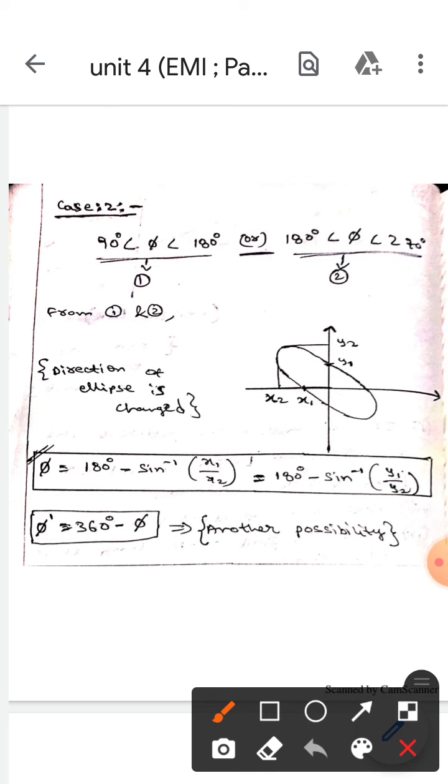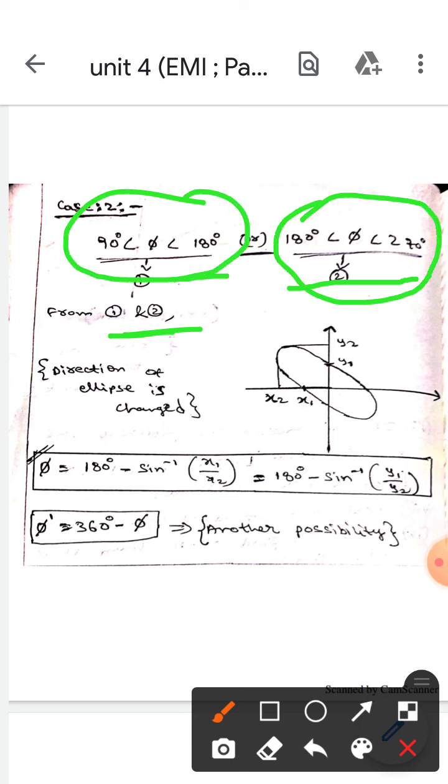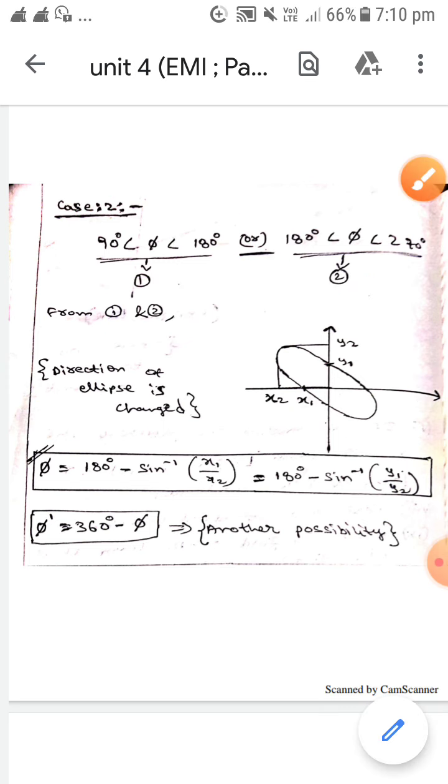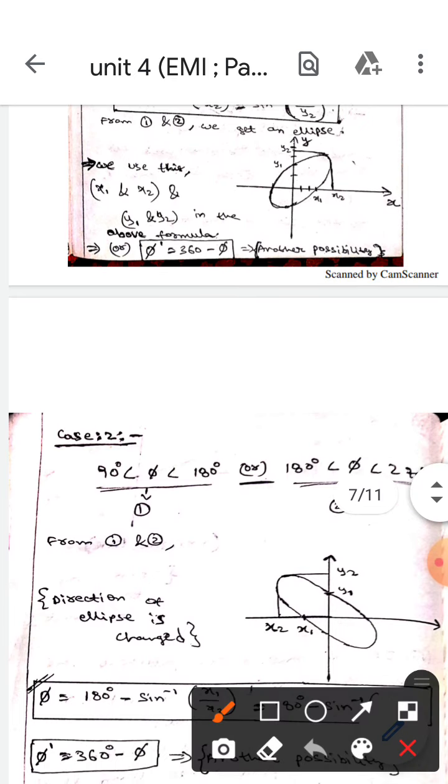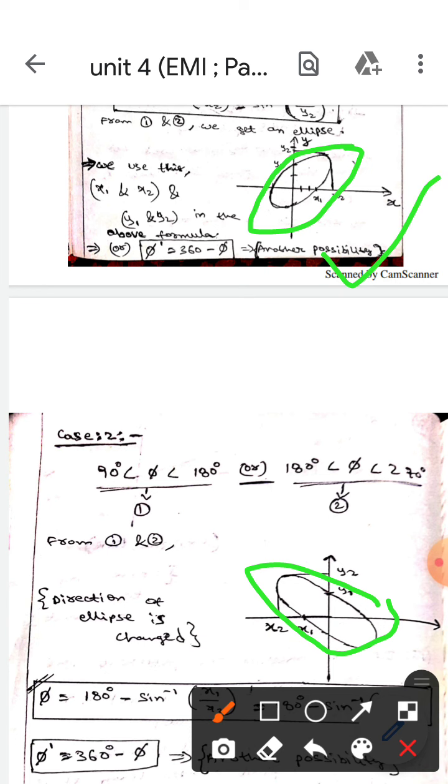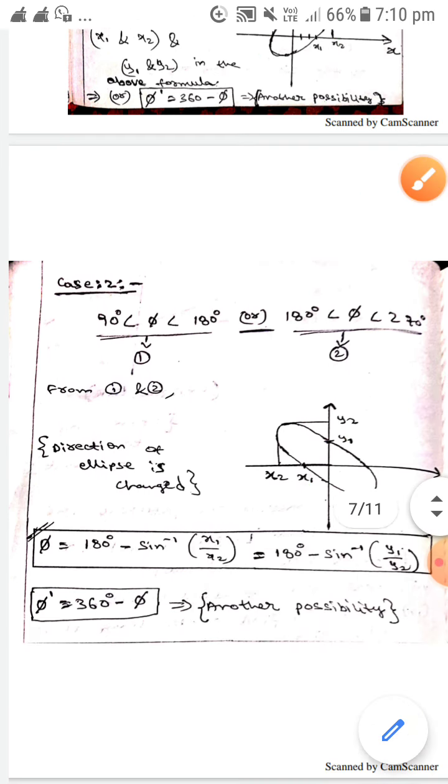Case 2. Here the phase difference will be in between 90 degrees and 180 degrees, or in between 180 degrees and 270 degrees. From these two conditions we can say that the pattern will be in ellipse shape. But here the direction of the ellipse is changed. If you look here, the ellipse is like this, whereas here the ellipse is like this. These two directions are changed.